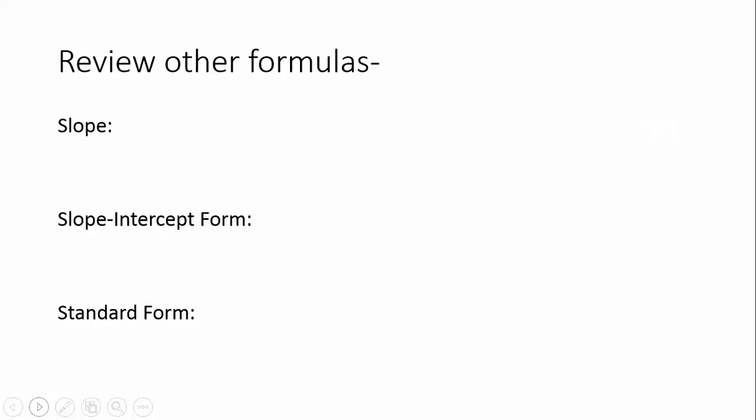So now we've reviewed that formula, let's review a few other formulas. First, the formula for slope. Think about what that is in your head. Hopefully you're saying y2 minus y1 over x2 minus x1. We also have slope-intercept form. That was the majority of section 5.6, and that's y equals mx plus b.